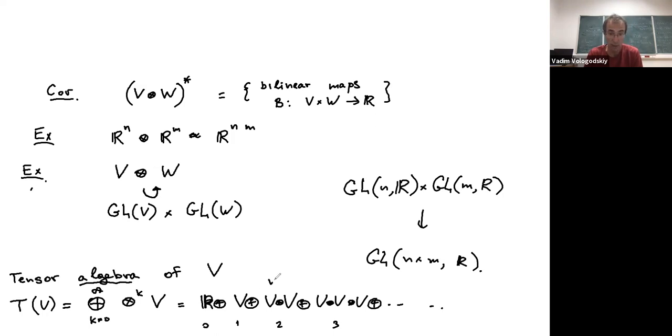And how does the ring structure work? So if you have two elements of the form V1 tensor through Vp, and you want to multiply it by, say, U1 tensor through Uq, what you do, you just write V1 tensor through Vp, and then U1 tensor through Uq.